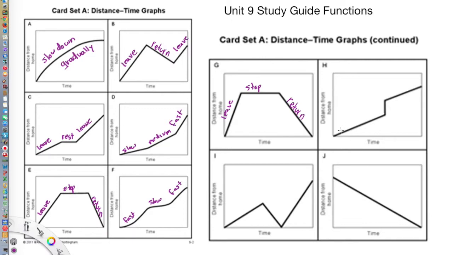Now this is a very interesting one. Graph H, we see that we leave. Our distance is increasing over time. And then what in the world is happening here? Distance is increasing, but time is not. We're breaking some laws of physics, unless you're Doctor Who and you just jumped into the TARDIS and you're moving faster than time. You're moving, but time isn't. You're breaking a law of physics here.